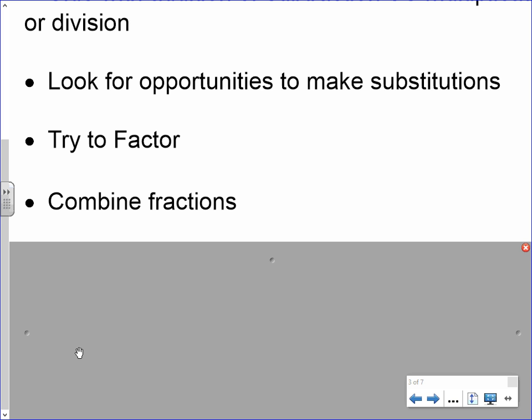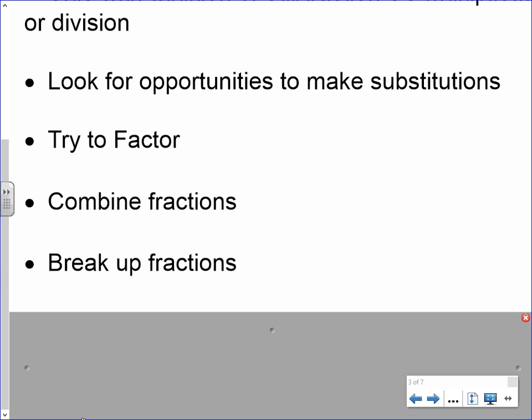Combining fractions. If you have two fractions added together, make a common denominator and combine them. On the flip side, maybe you have one big fraction that you can break up into two or three fractions. You have two terms in the numerator, 1 plus tangent theta. We can't do anything with the numerator, but if we split it up into two fractions, maybe you can do something with it.